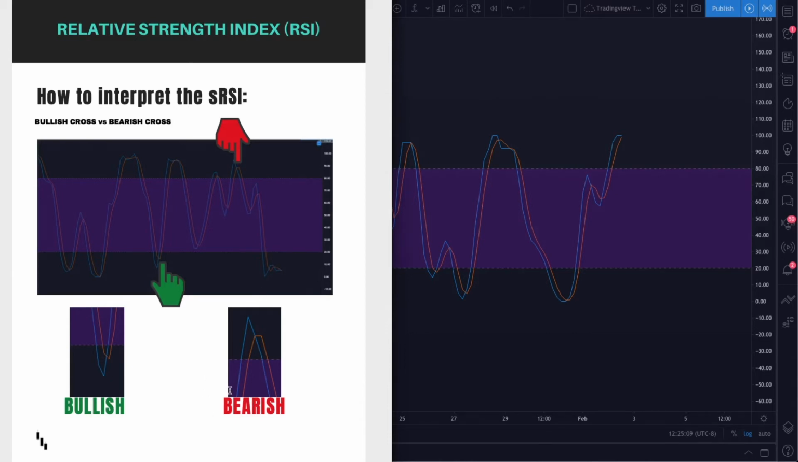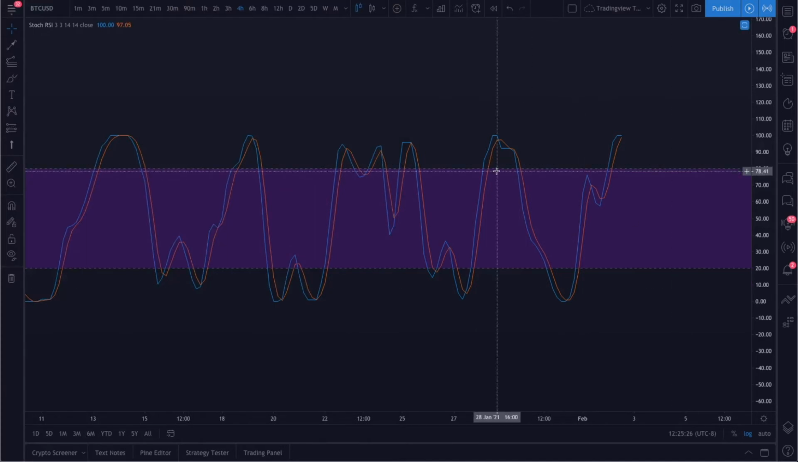When an asset, price, security, whatever is overbought, it's about to head back down to the downside in either a trend reversal or a pullback. You will get these bearish crosses here. So this is exactly what they look like. Here is a bearish cross. And then you have another bearish cross here, another here, and another here.